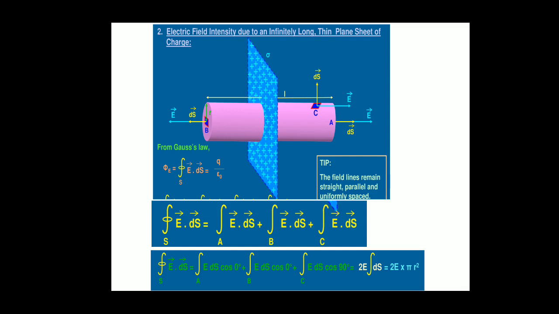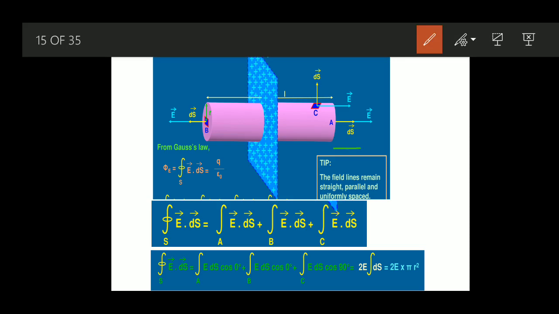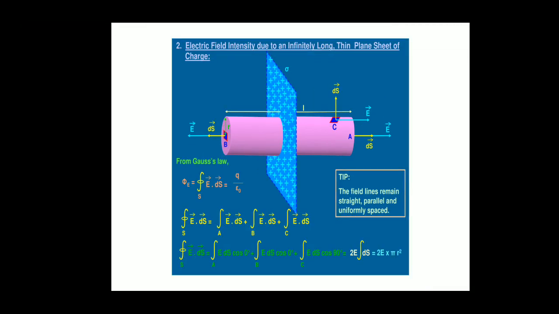The same thing by another method. The blue color one is the infinitely large plane sheet, and the pink color one is the Gaussian surface. Here it is shown clearly. Can you see? E and dS are in the same direction on two faces, and in the third case E and dS are perpendicular. So instead of naming flat surface and curved surface, the surfaces are named A, B, C, and the area is written. If you are comfortable, you can follow this method also.